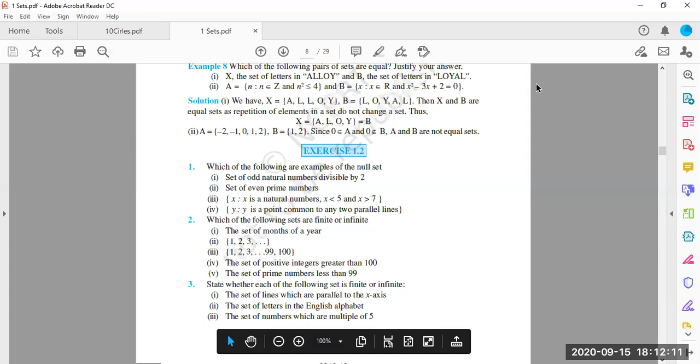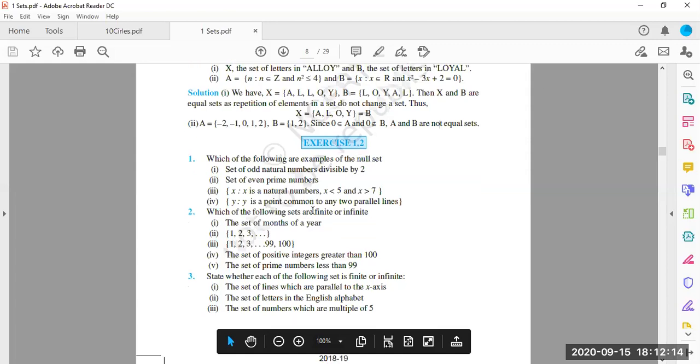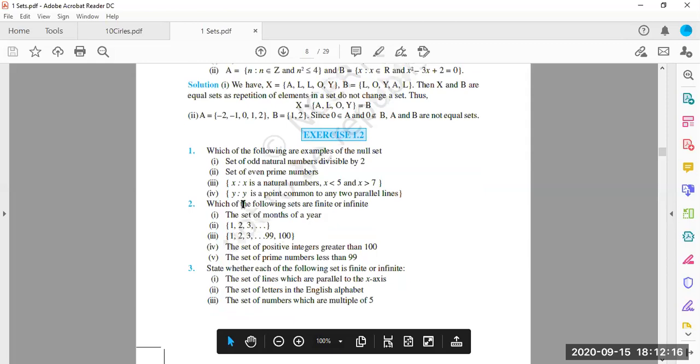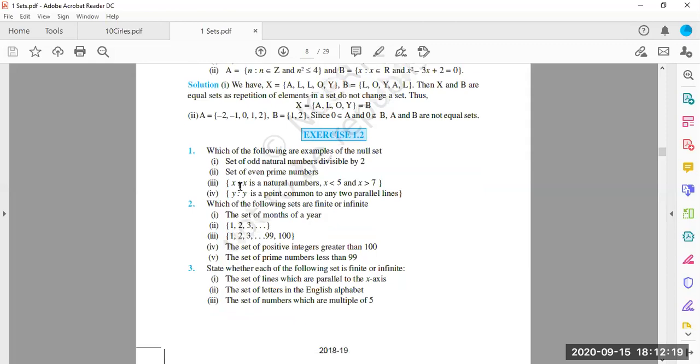Third one, students, please read. You should not define this set like this. A set of all X, basically means set of all X such that X is a natural number and X is less than 5 and X is greater than 7. How can a number be less than 5 and greater than 7? Is it possible? No, sir, not possible. It's a null set.